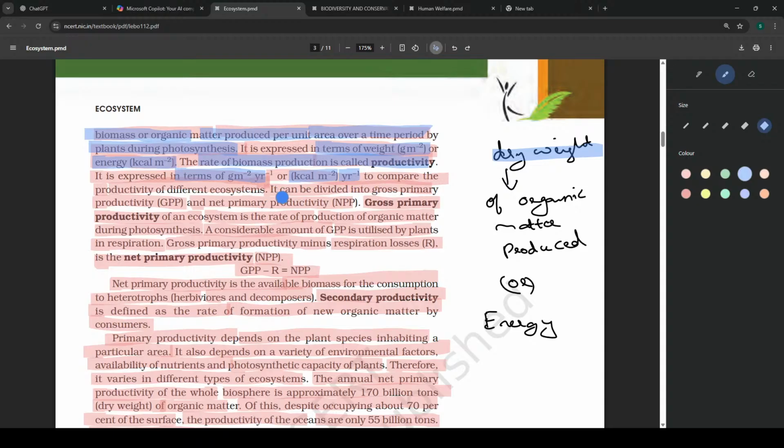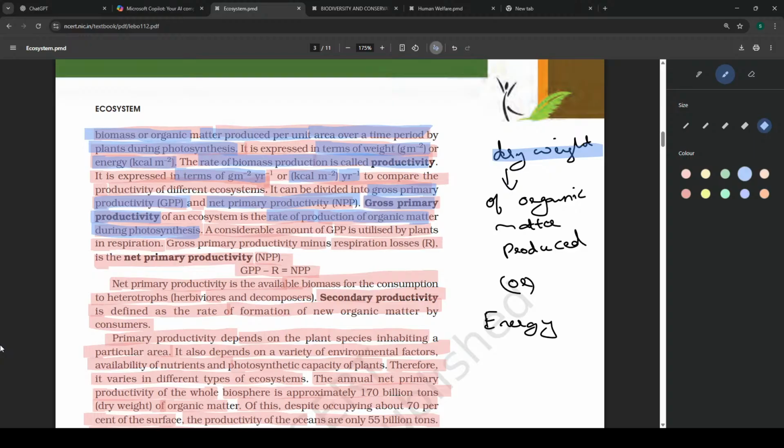Okay, the main divisions. Productivity can be divided into two types: gross primary productivity, GPP, or net primary productivity, NPP. What is gross primary productivity? The gross primary productivity of an ecosystem is the rate of production of organic matter during photosynthesis. There is not much difference between productivity and gross primary productivity. Basically, gross primary productivity is the total amount of biomass created by the autotrophs after absorbing the sunlight.